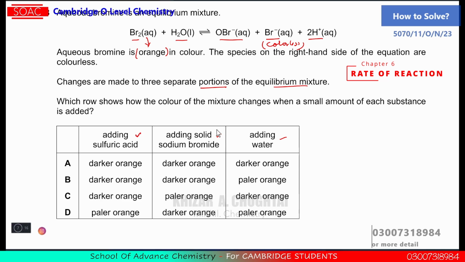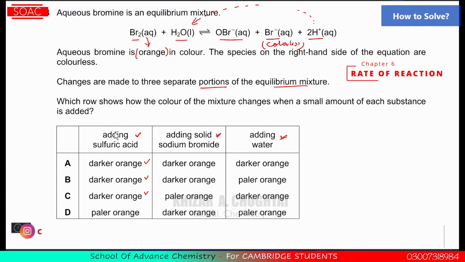Adding sulfuric acid, adding solid bromide, adding water. So by the addition of sulfuric acid, basically we are going to add more H positive ions, so it will move back towards the side of bromine. Equilibrium will be shifted towards the back hand side, towards the left hand side. So there will be more orange color. Darker orange color is the possible option because of the addition of sulfuric acid.